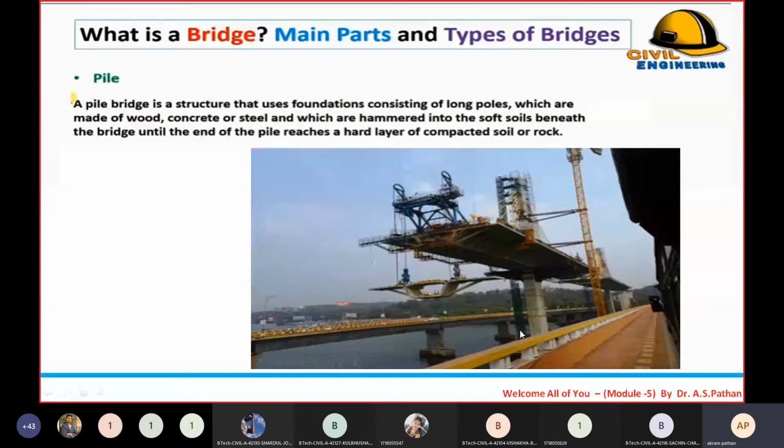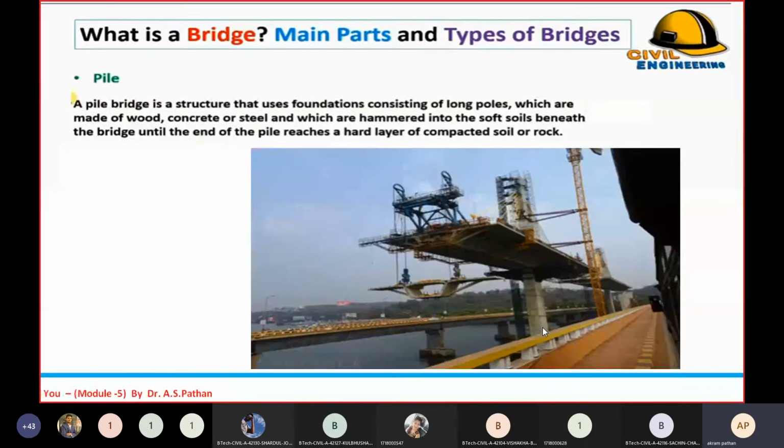So to strengthen the bridge foundations, whenever there is loose soil or soft soil, then if you want to increase the bearing capacity of the soil, we have to insert the piles below the ground level until the hard layer of compacted soil is reached. Such a pile we have to insert.